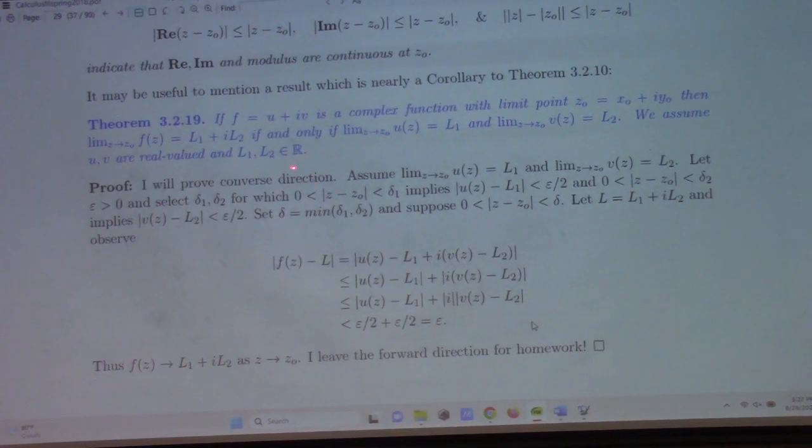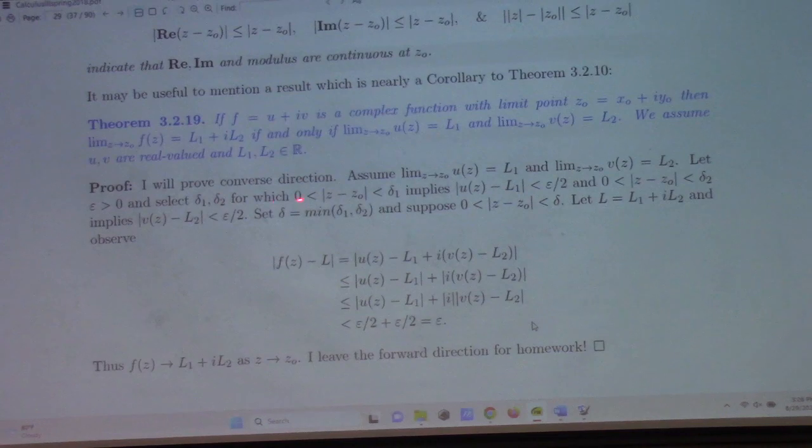So let's see here. If we have f as u plus iv, a complex function, and that's a limit point, and we have that the limit of f is L1 plus iL2, I'm claiming that's true if and only if the limit of u is L1 and the limit of v is L2, all right? So I'm going to prove the converse direction. I'm going to assume that this and that are given, all right? So assume those limits exist.